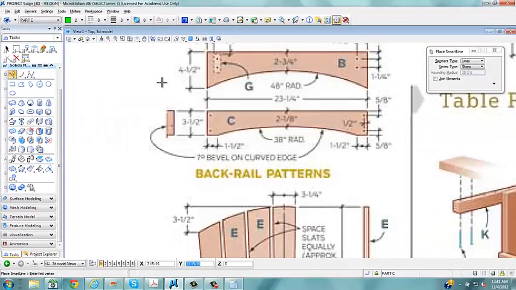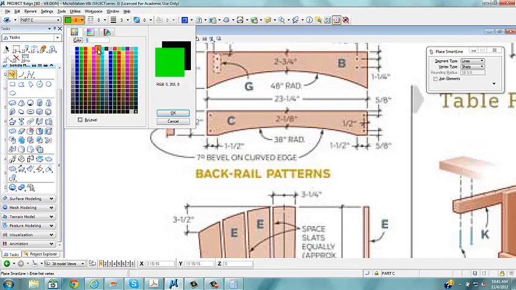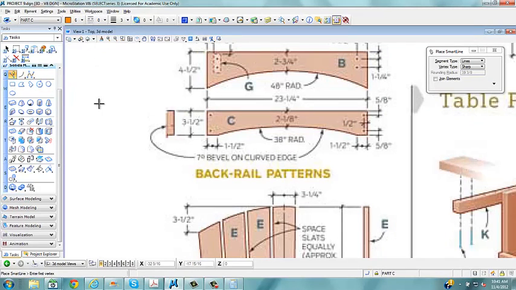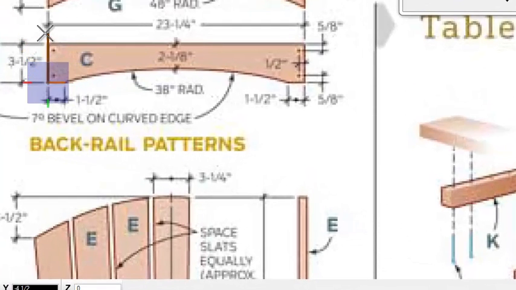Double click it, and we'll change our color. We'll use this brown color. So this is 1.5, 3.5. Ah, that's closer. 23.25. Down 3.5 and back 1.5.